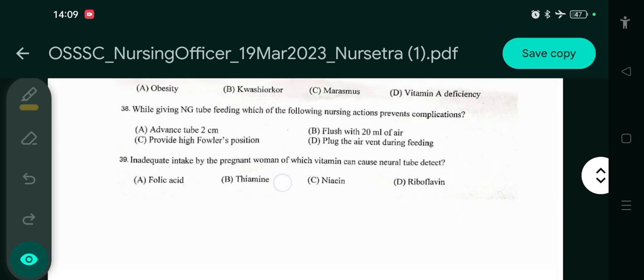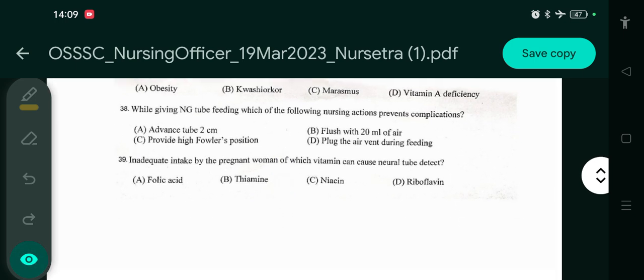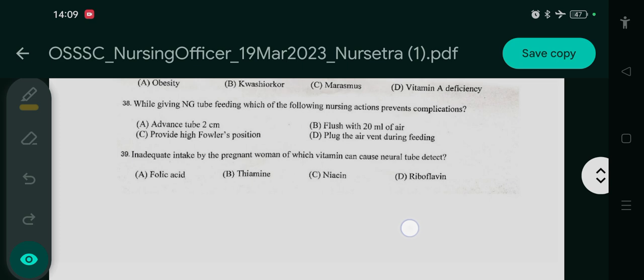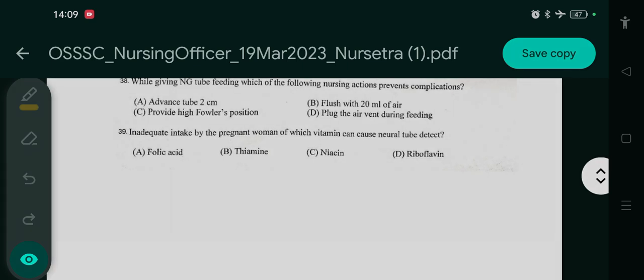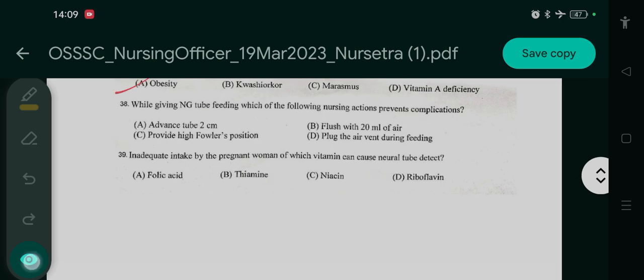Next question, while giving NG feeding, which of the following nursing actions prevents complication? Option A is advance the tube 2 centimeters, option B, flush with 20 ml air, option C, provide Fowler position, option D, block the air vent during feeding. Here the correct answer is option C, because if you give Fowler position during NG feeding, it prevents aspiration.